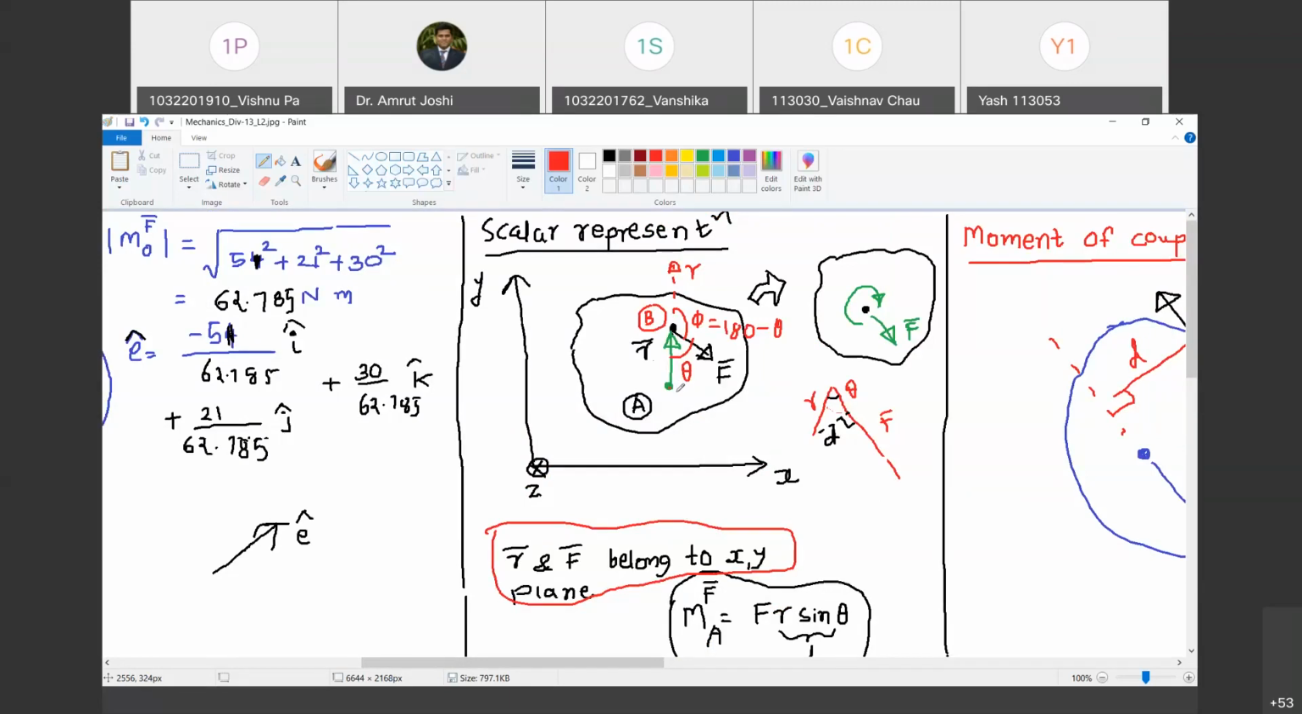Are you able to understand the question? Yes, sir. I am asking the question at point A. Sir, F bar is acting at point B, and with respect to point A we have to find the effect of F bar. Yes. So F bar is acting at B, and what is its effect at A? If that is the question asked, it has twofold effects.